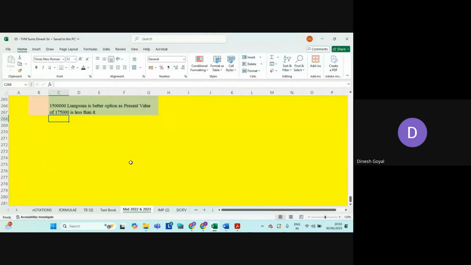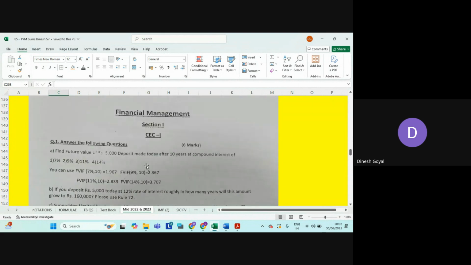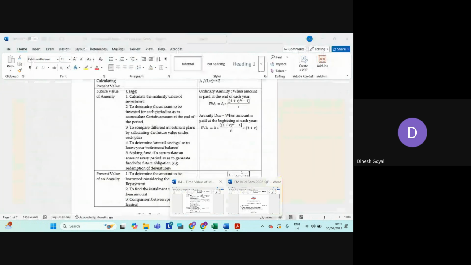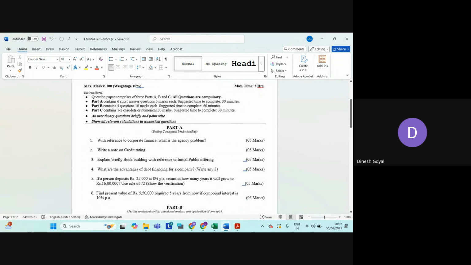So this was last year's CEC one only, of section I, right? This too we have discussed. So now what else we can discuss is we also have the paper of 22, 23.